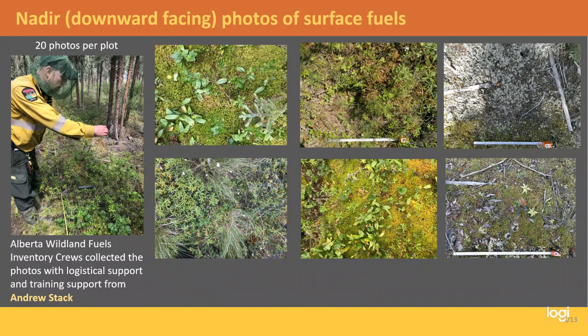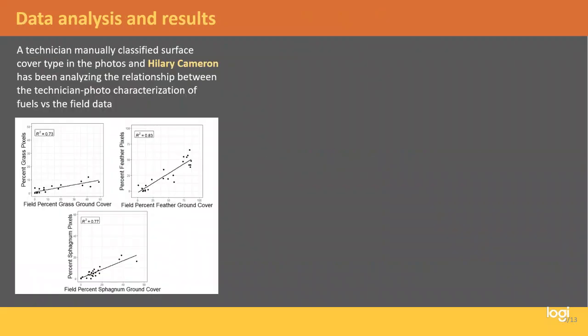Now, the other thing we had the crews do, since they were there taking the hemispherical photos, is to take that fisheye lens off and then just point the camera down and snap some downward facing photos. And you can see there was just a wide variety of different surface fuel conditions.